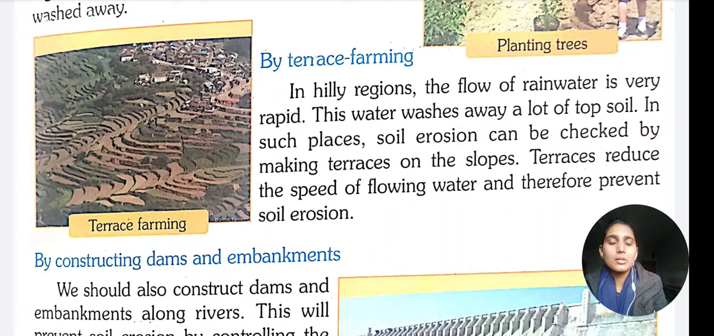In that region, in the hilly region, the water flows very rapidly. So what does it result in? It can wash away the soil easily. The water washes away the topmost layer of that mountain region easily.